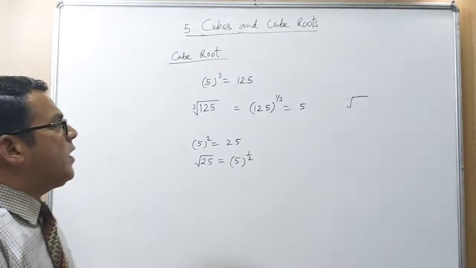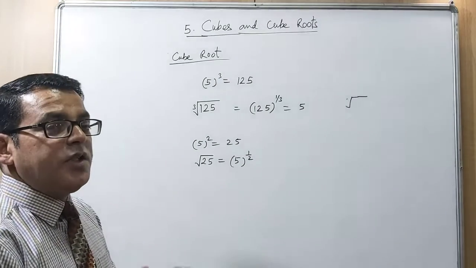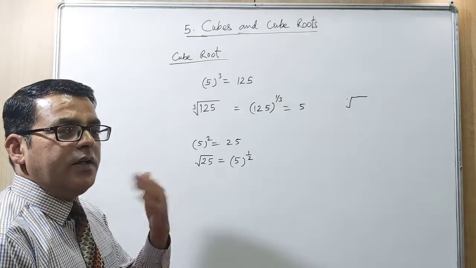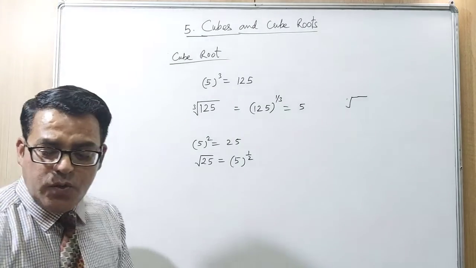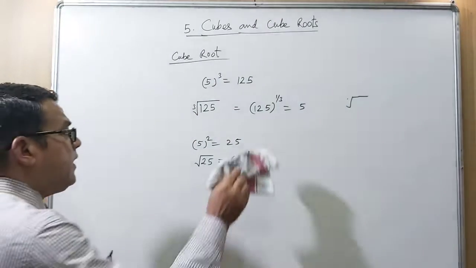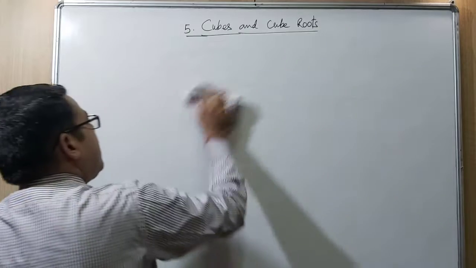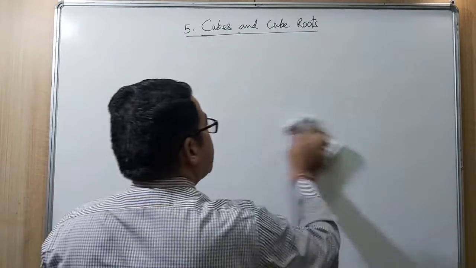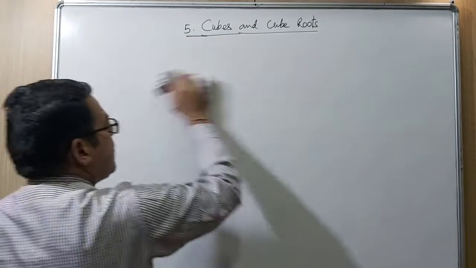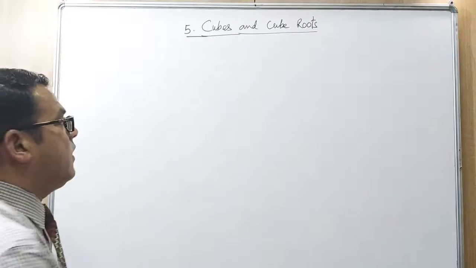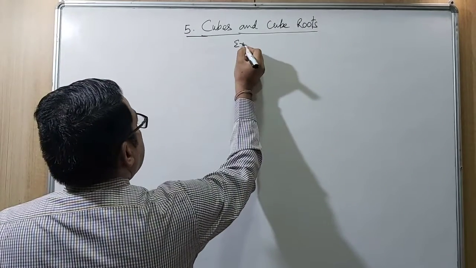There is only one method to find cube root, that is the prime factorization method, and we will discuss this method in the next video. So in today's class we will take some questions from your very first exercise, that is exercise number 7.1. So let's start exercise 7.1.